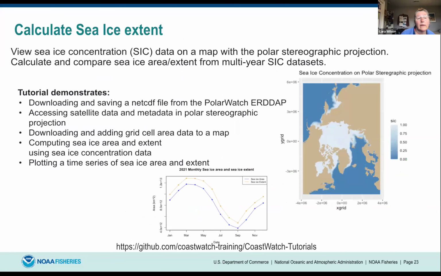We have one that calculates sea ice extent. So this gets data from the PolarWatch ERDDAP. This is data that's actually not in geographical projections. So you can see here on the map, the coordinates here are X grid and Y grid. These are actually in meters. So it's working with data that's not in your normal geographical projection. And then it does some computing of sea ice area and extent. So it makes a map, it makes a time series of ice area and sea ice extent.